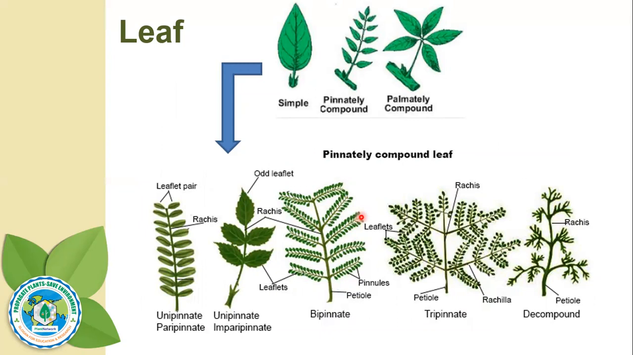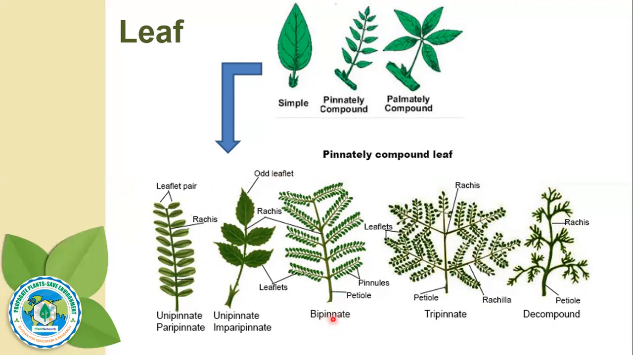This slide shows the pinnately compound leaf. The pinnately compound leaf has many types. This is the unipinnate type of compound leaf. This is the bipinnate type, this is a tripinnate, and this is the decompound. The unipinnate means the main rachis bears the leaflets. These are the single leaves arising from the main rachis. However, in the unipinnate or imparipinnate compound leaf, the main rachis is divided further into single leaflets and ends with an odd leaflet.